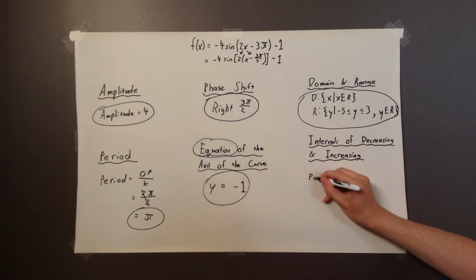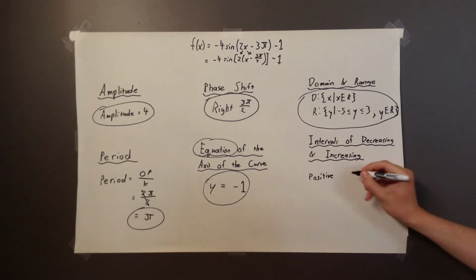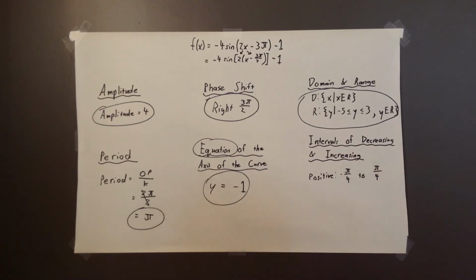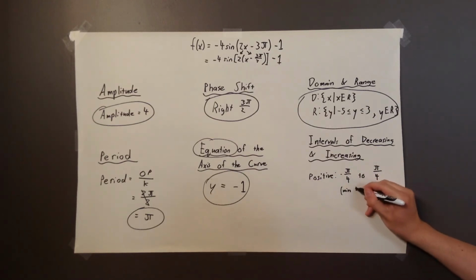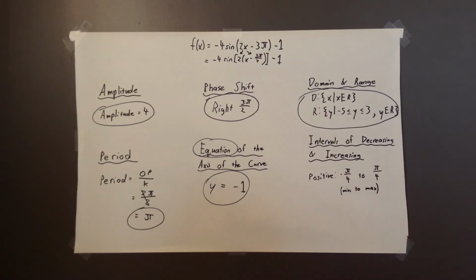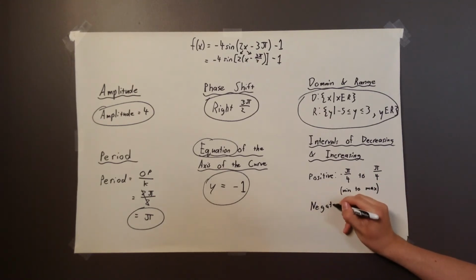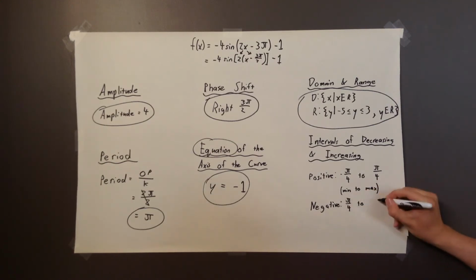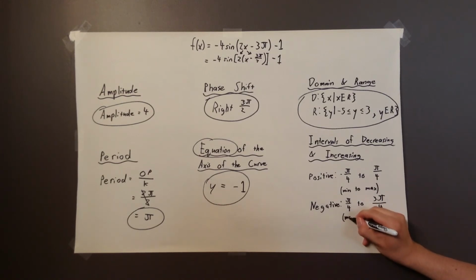In this function, the first increasing interval, or when the slope is positive, is between -pi/4 and pi/4, which is the minimum to the maximum limits of the function. The first decreasing interval, or where the slope is negative, is between pi/4 and 3 pi/4, which is the maximum to the minimum limits of the function.